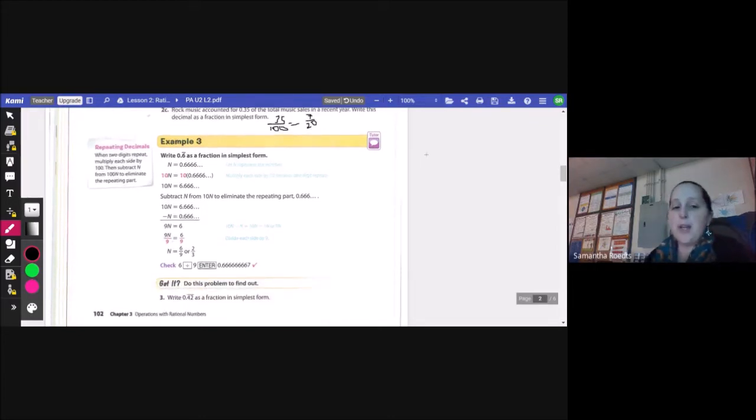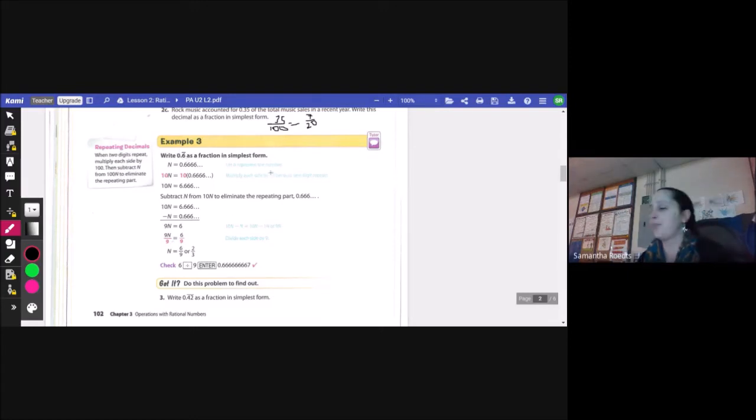Example 3, write 0.6 repeating as a fraction in simplest form. I'm going to multiply both sides by 10, which gives me 10n equals 6.6 repeating. I subtract an n from both sides, so that's 9n equals 6. And then divide both sides by 9.